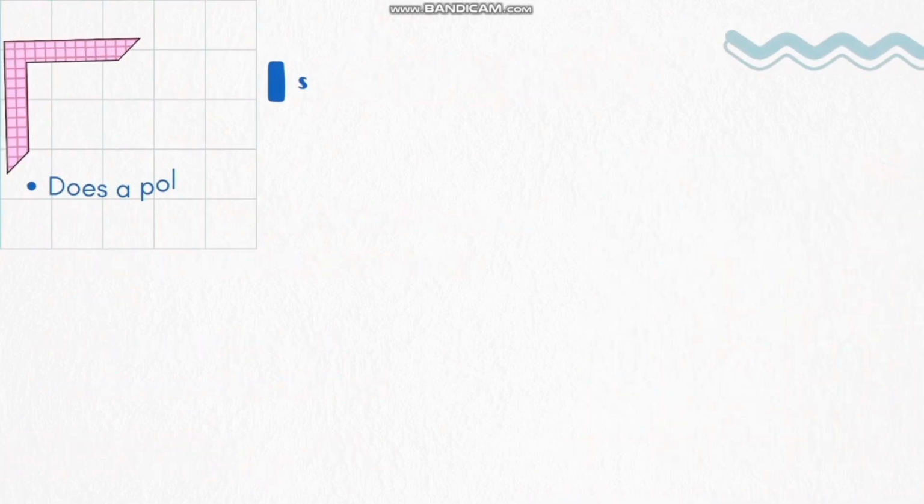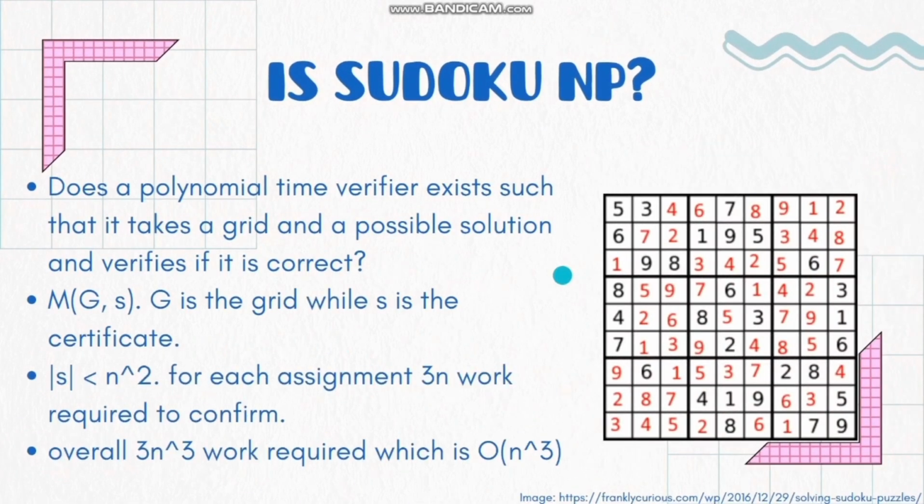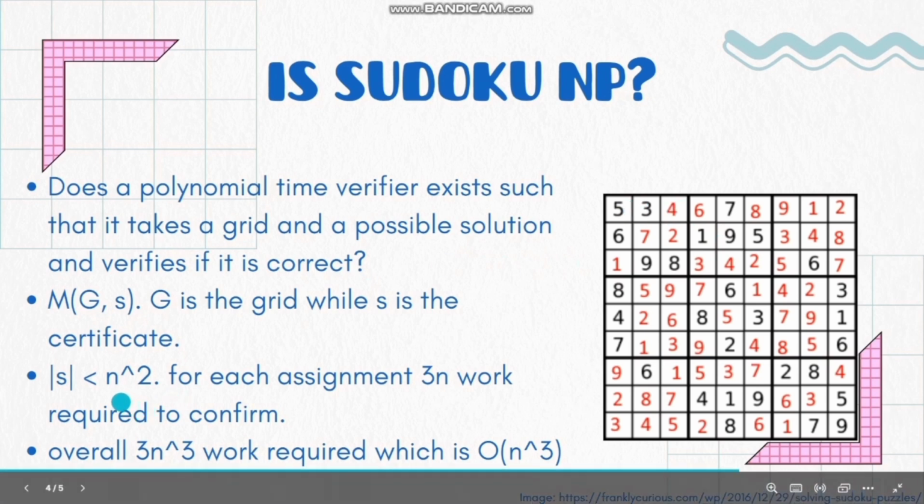Now, how do we know if a problem is in NP? There needs to exist a polynomial time verifier for it. So in this case, P can take M, which takes an input G, which is our grid, and S as the certificate. So S would be the assignments, which would have a length of less than n squared.